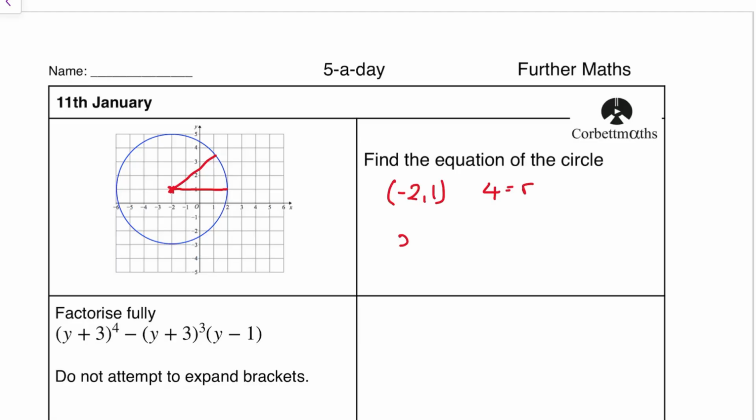And the equation of a circle is the offset in the x direction. So it's a transformation, so you do the opposite direction, plus the offset in the y direction, again the opposite, so 1 becomes minus 1, and that is equal to 4 squared, which you're expected to write as 16. First question done. Not a terrible start today. Next question.